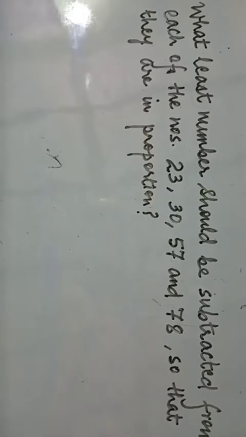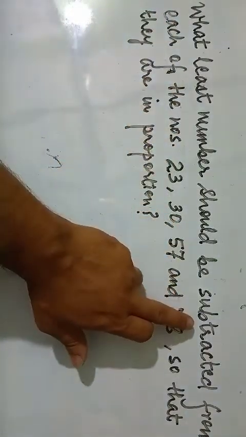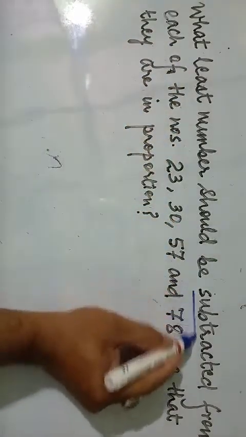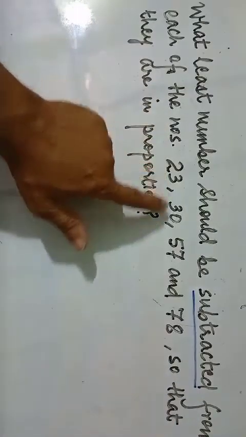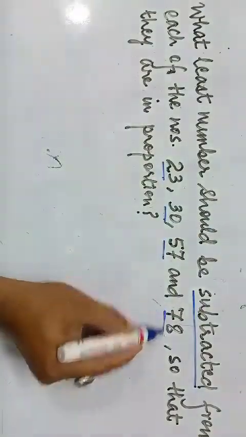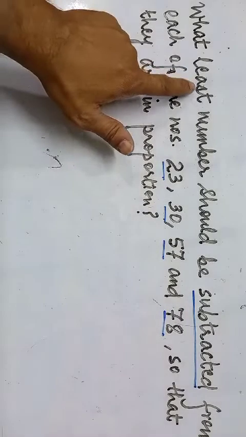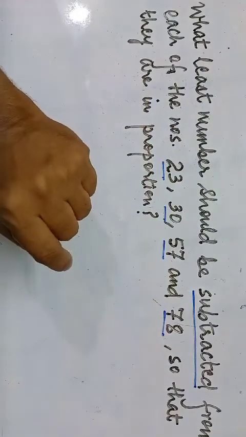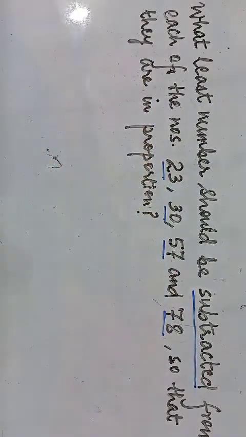So now coming to our next question, which will be the last question for this particular lecture. What least number should be subtracted? So the main word here is subtracted from each of the numbers, this number, this number, this and this. So there are essentially 1, 2, 3 and 4 numbers which are there. The question says, what least number should be subtracted from each of these numbers so that they are in proportion, or so that the remainder is in proportion.